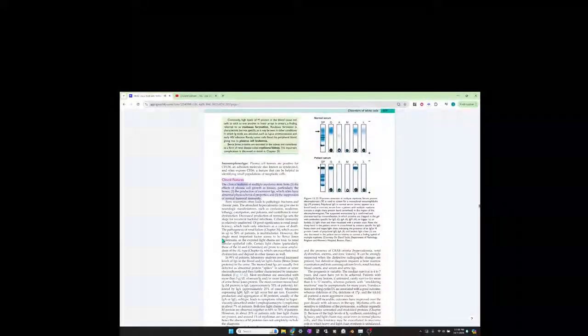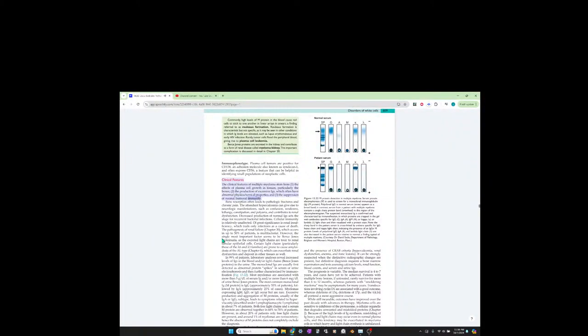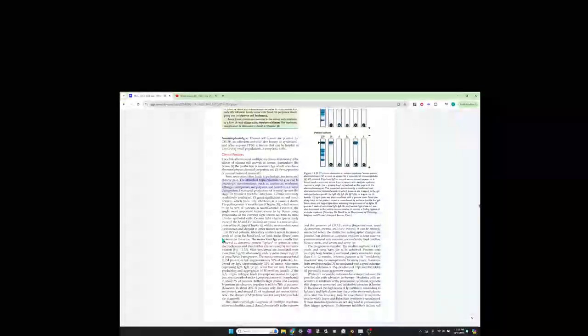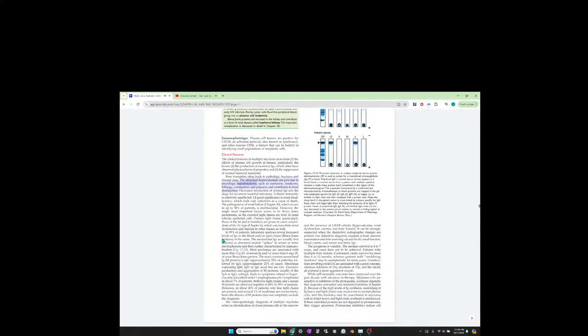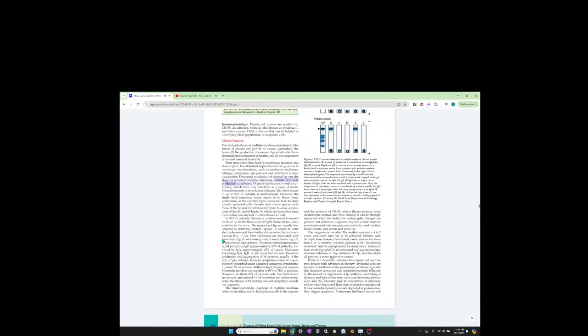Clinical features. The clinical features of multiple myeloma stem from the effects of plasma cell growth in tissues, particularly the bones, the production of excessive Igs, which often have abnormal physicochemical properties, and the suppression of normal humoral immunity. Bone resorption often leads to pathologic fractures and chronic pain. The attendant hypercalcemia can give rise to neurologic manifestations, such as confusion, weakness, lethargy, constipation, and polyuria, and contributes to renal dysfunction. Decreased production of normal Igs sets the stage for recurrent bacterial infections. Cellular immunity is relatively unaffected.